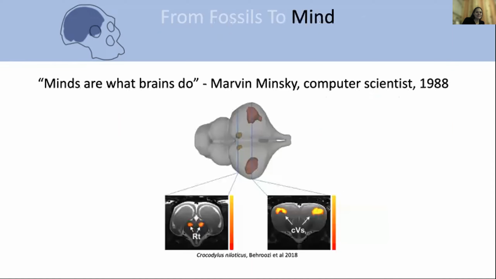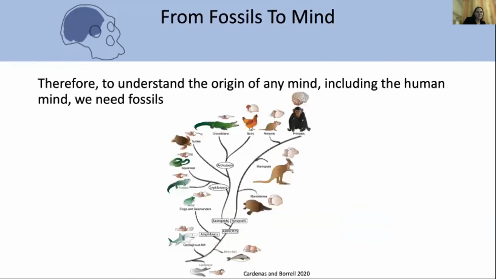Marvin Minsky wrote, "Minds are what brains do," providing a clear and simple understanding of how minds and brains relate to each other. One of the most common ways we understand what brains do is with functional neuroimaging. This figure shows activation of the Nile crocodile forebrain after binocular visual stimulation. So therefore, if we want to understand the origin of any mind, including our own human mind, we're going to need some fossils.